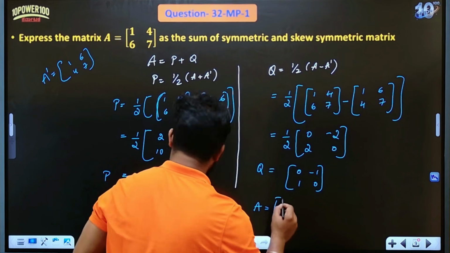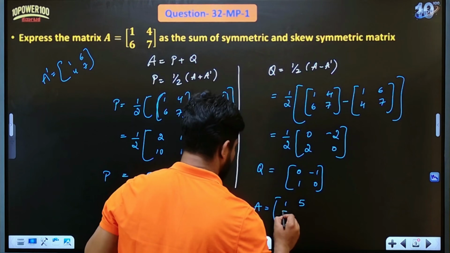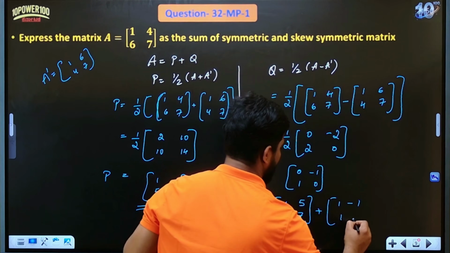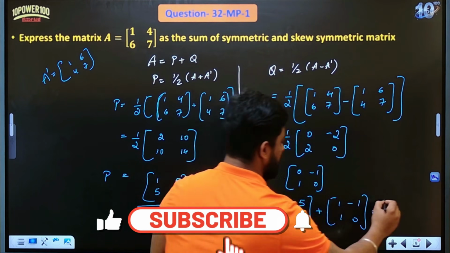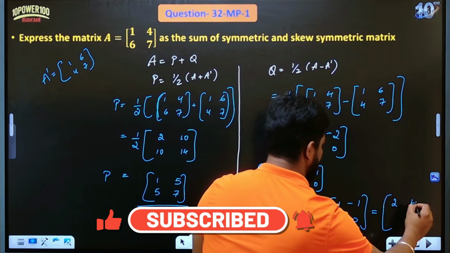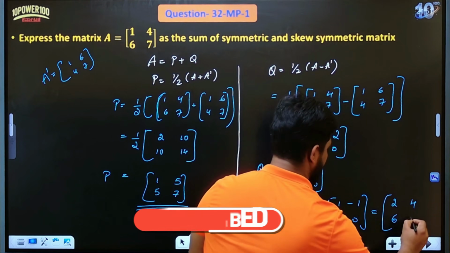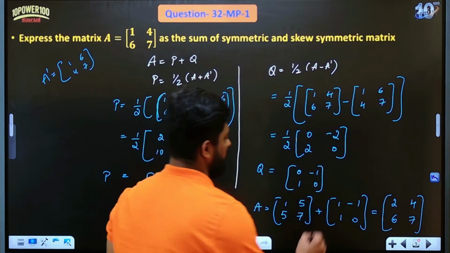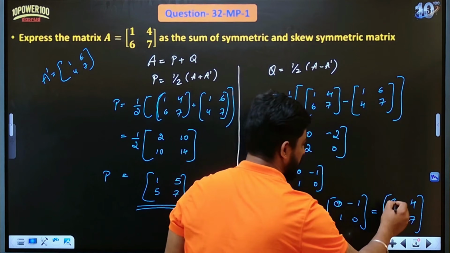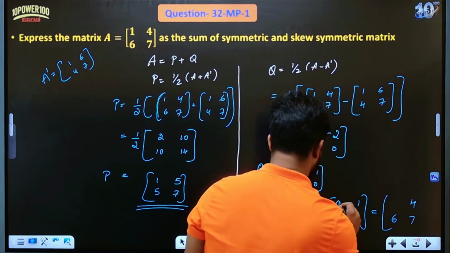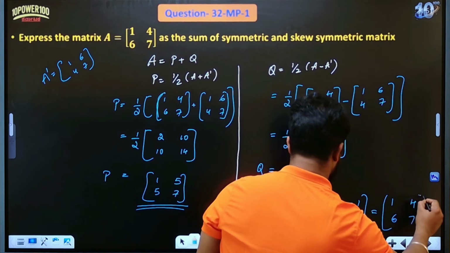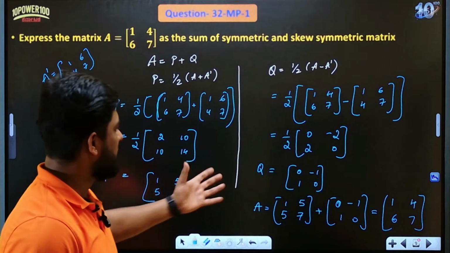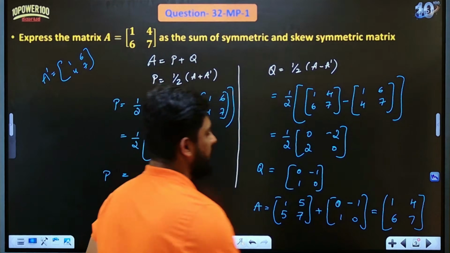So A is equal to P, which is 1 5 5 7, plus 1 minus 1 1 0. So if you write, 1 plus 1 is 2, 5 minus 1 is 4, 5 plus 1 is 6, 7 plus 0 is 7. So 2 4 6 7, correct? Something I missed, this is actually 0. So 1 plus 0 is 1, which gives 1 4 6 7. Simple one. So no need to worry, you will get the answer directly. So this is about symmetric and skew symmetric matrices, children.